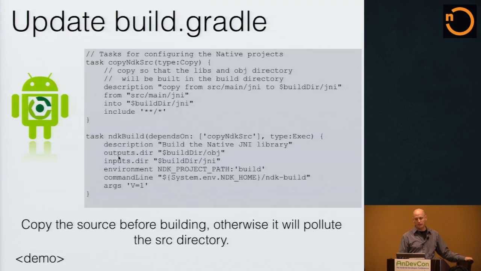But that's all this is doing. So now it knows what it's doing. It knows to look for input from build.dir because that should have already been copied from source main JNI into the build directory. Okay, does that make sense? Pretty clear? Okay.